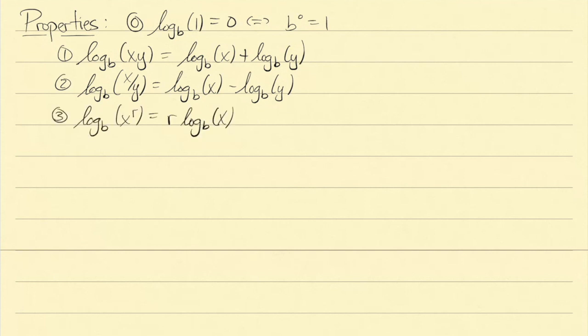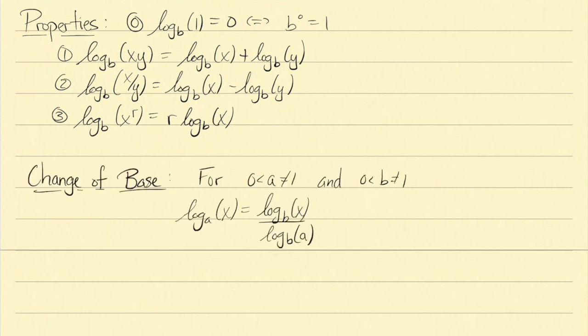The next property is actually a special case of number 1, but it's very handy. If you take your favorite positive number x and an exponent r, log base b of x to the rth power is r log base b of x. This is simply an iterated application of the first one. For example, log base b of x squared, by rule number 1, is log b of x plus log b of x. Oh, that's 2 log b of x.